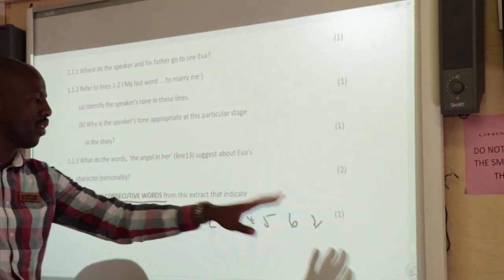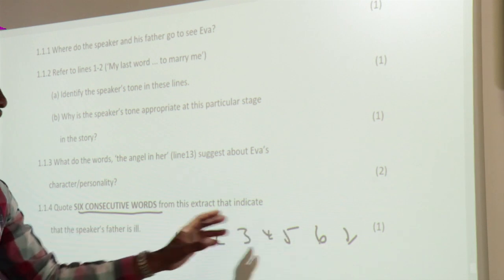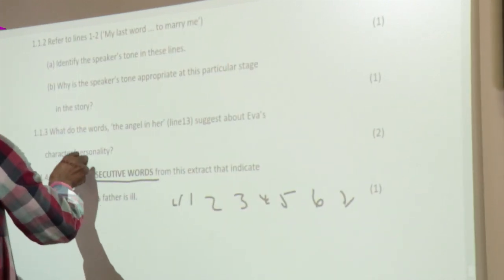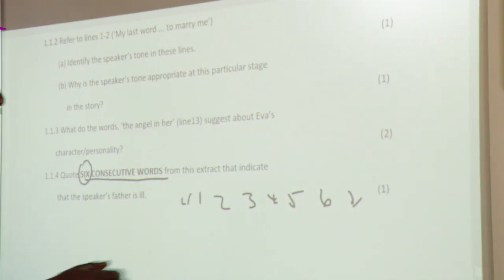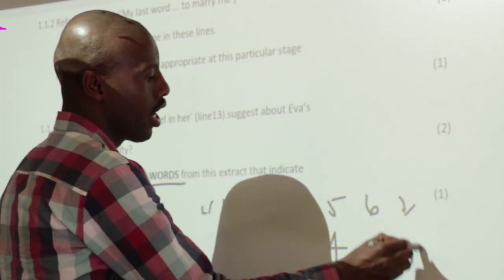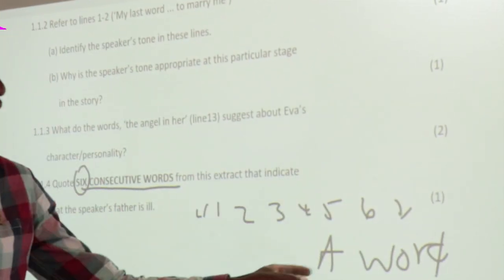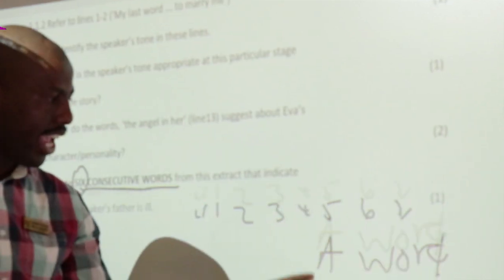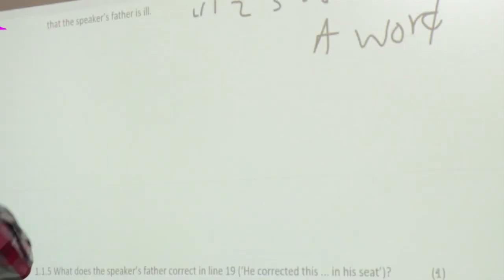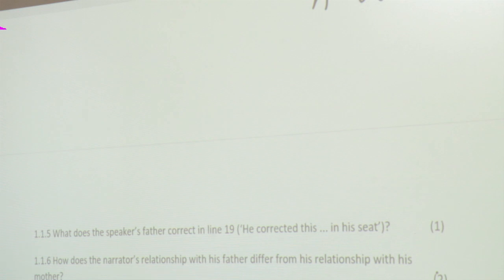1, 2, 3, 4, 5, 6. If there are 7 words, it's all wrong. If there are less than 6, it's wrong. You must always look at the number. Sometimes they don't use the number, they just say, "Code a word." And we know from paper 1, a word, that is 1. A, it's 1. Singular, plural. We know concord, we're not going to go there.